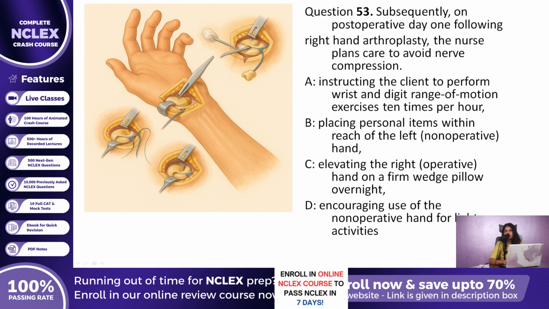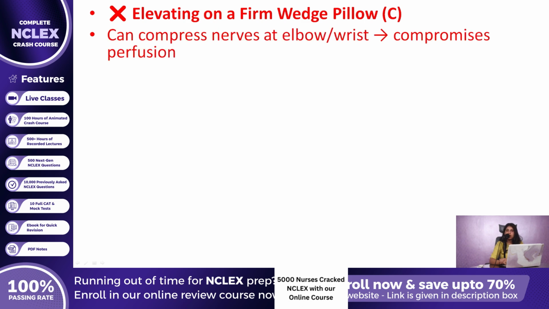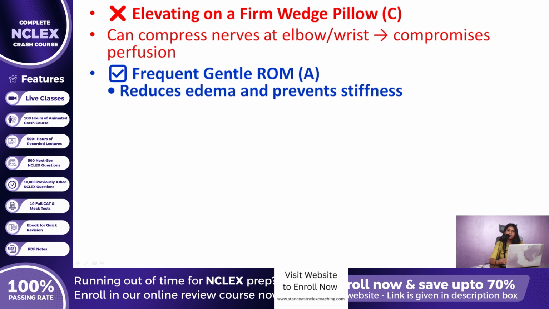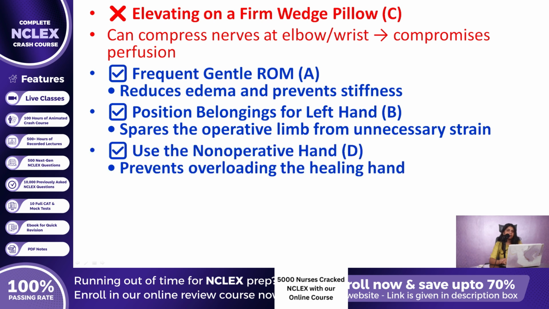The action to omit is C. Elevating the operative hand on a firm wedge pillow, because firm support can compress nerves at the elbow or wrist and compromise perfusion. Frequent gentle ROM, option A, reduces edema and stiffness. Arranging belongings for the left hand, option B, spares the surgical limb. And relying on the non-operative hand, option D, prevents undue stress on the healing hand.